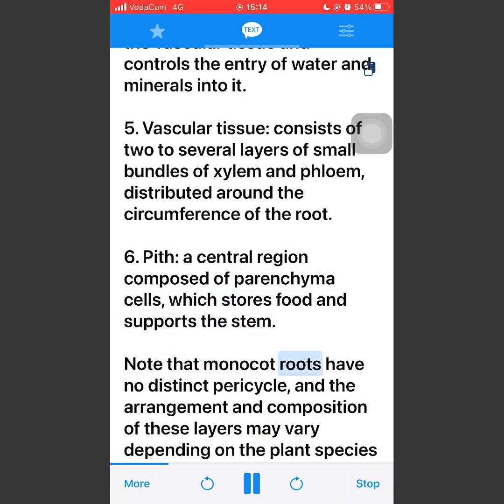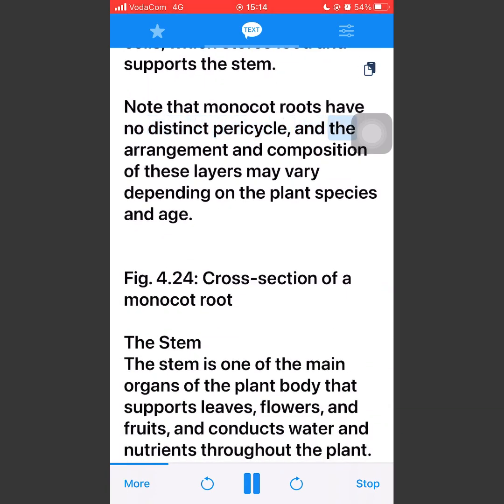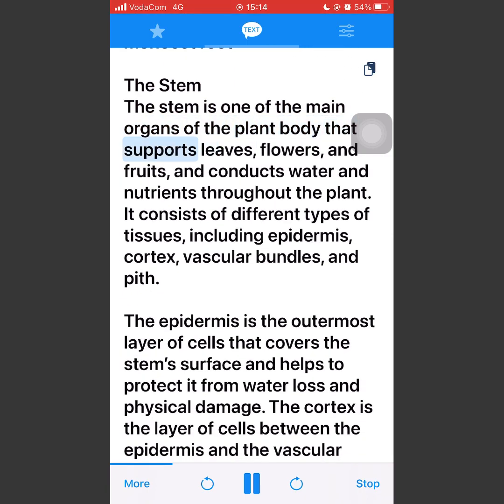Note that monocot roots have no distinct pericycle, and the arrangement and composition of these layers may vary depending on the plant species and age. Fig. 4.24, cross-section of a monocot root. The stem. The stem is one of the main organs of the plant body that supports leaves, flowers, and fruits, and conducts water and nutrients throughout the plant.